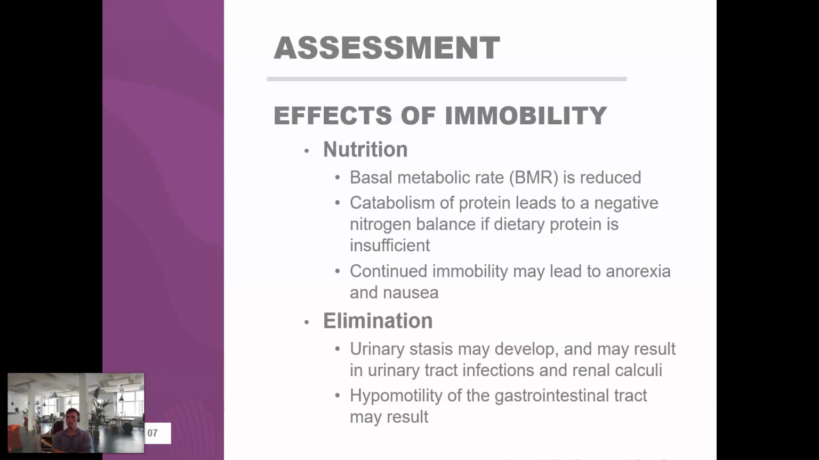We talk about elimination. So urinary stasis, our patients have increased risk of urinary tract infections and renal calculi. So now we're talking renal stones, not fun. Hypomotility, or lack of movement, right? Less movement has a major impact on our GI tract and how we break down food and eliminate accordingly. So not getting up and moving around has a lot of impacts on your actual elimination system. And I think a lot of people take that for granted or don't understand that sometimes.